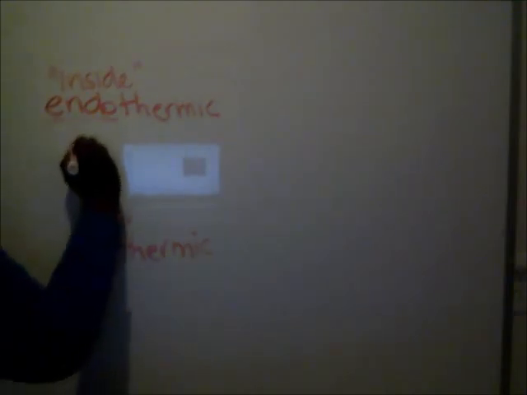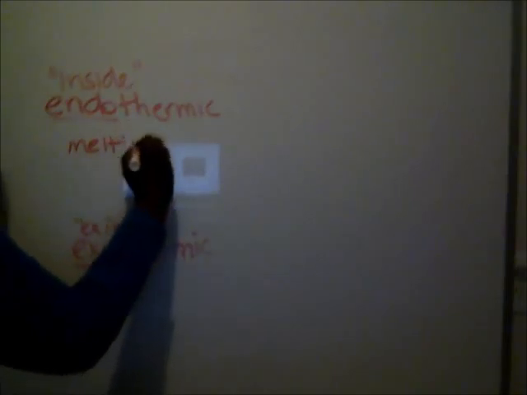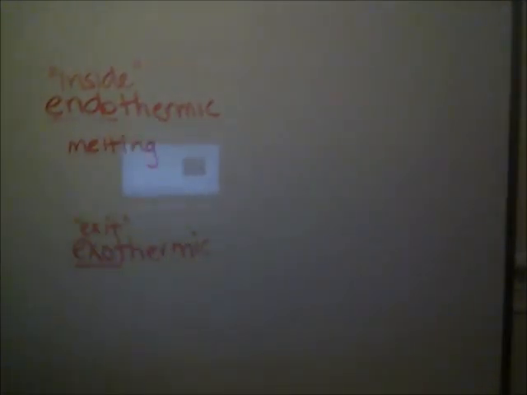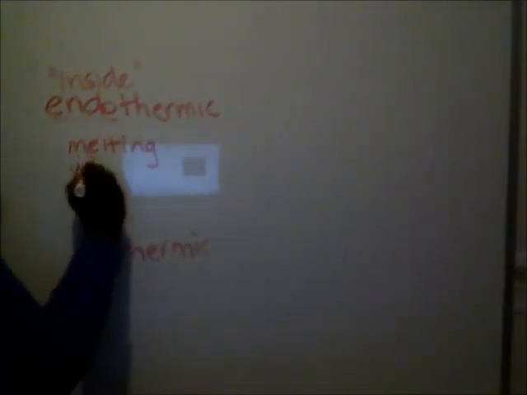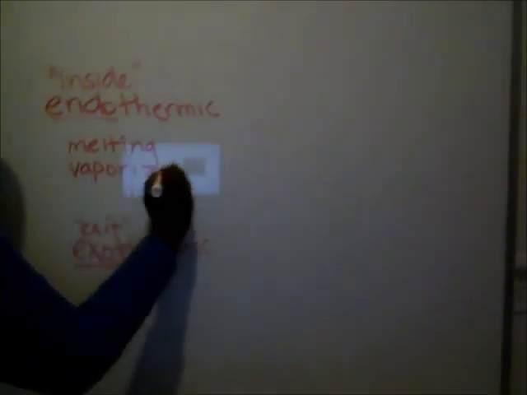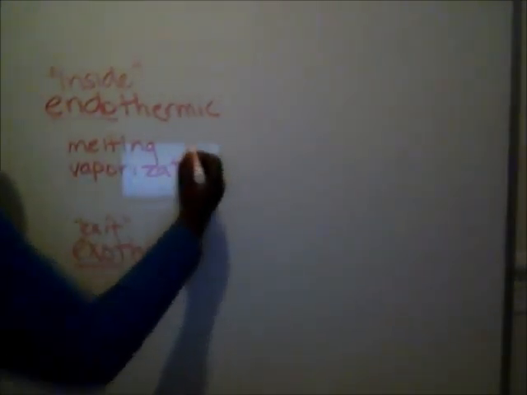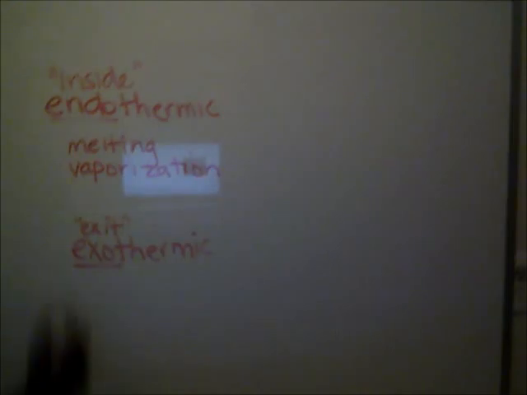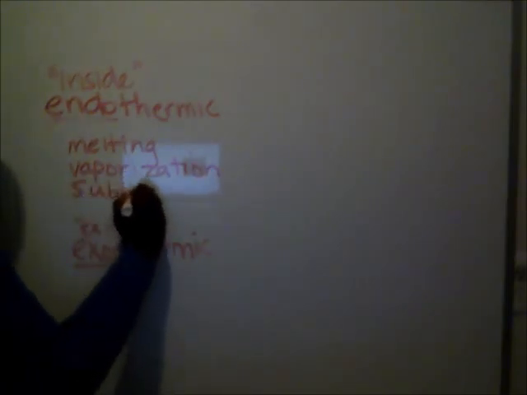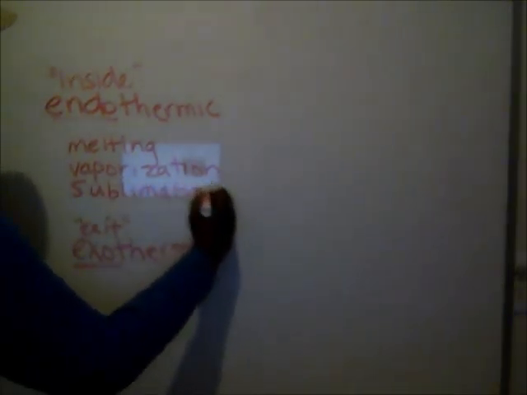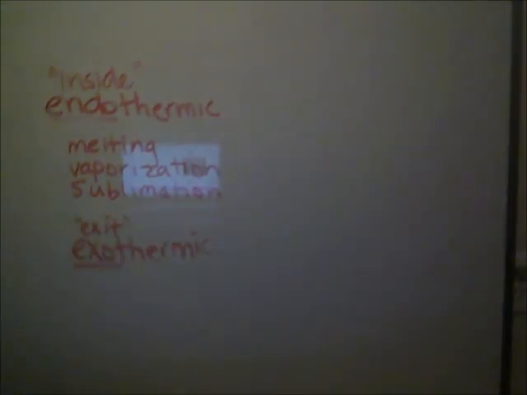So melting is an endothermic process. It has to absorb heat to melt. Vaporization is also an endothermic process. The liquid has to absorb energy to turn into a gas. And sublimation is also an endothermic process. That solid has to absorb enough energy to all of a sudden turn into a gas.